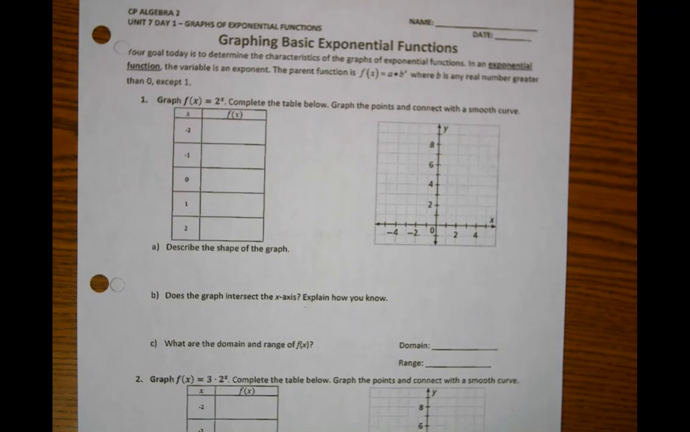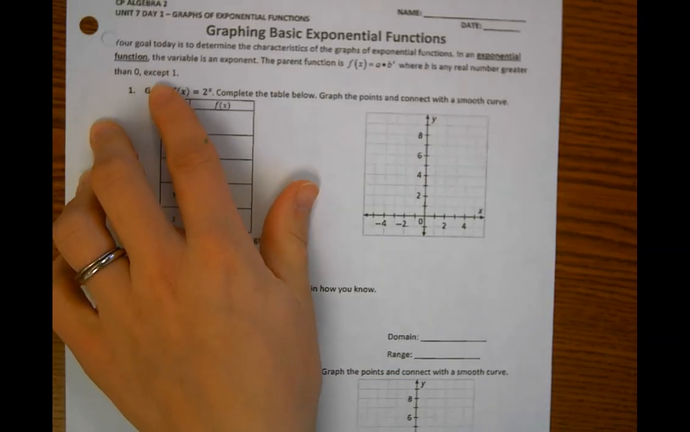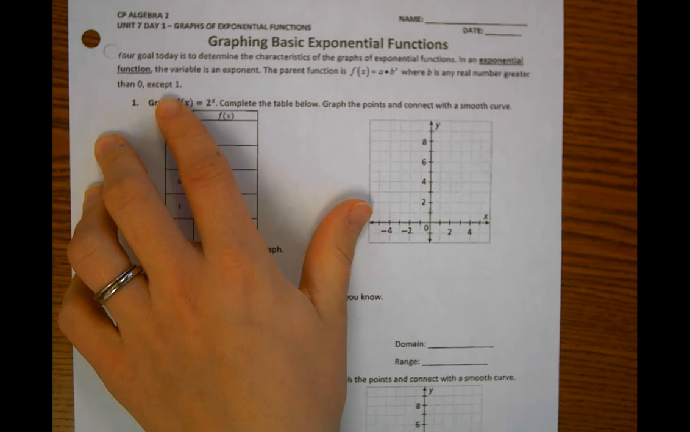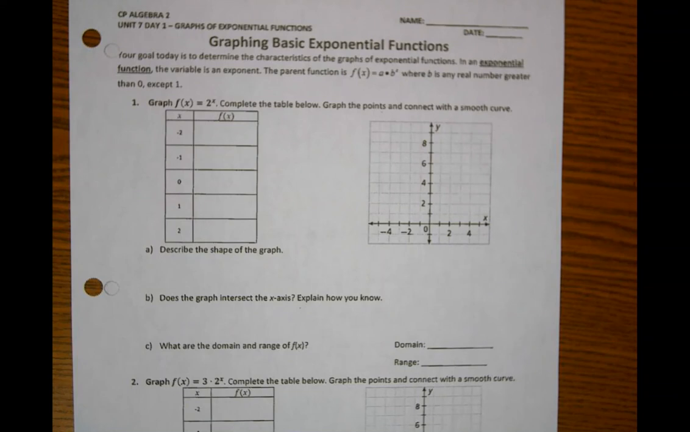So this looks a little different from our normal parent functions because there are some variables in here that are going to change and fluctuate. But note that b is a real number greater than 0 except 1. In some cases, it is a real number greater than 0 but is not 1. So that means it can be a fraction, and we'll look at what that looks like here in a little bit.